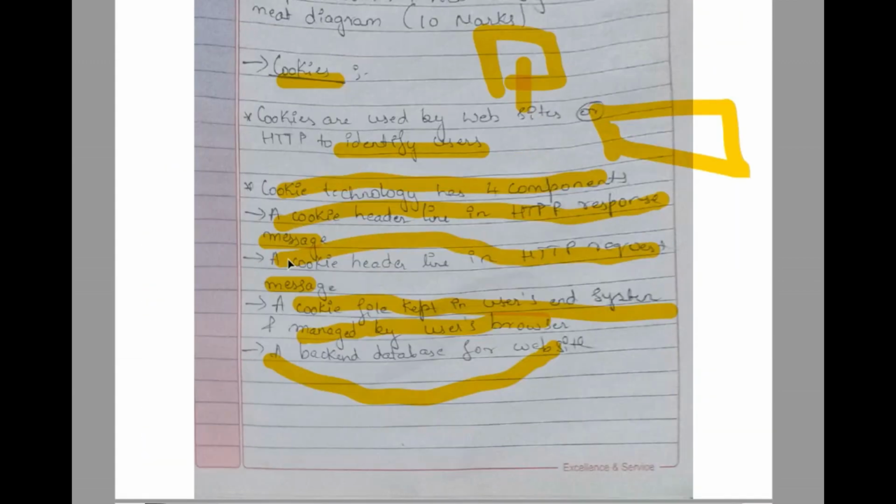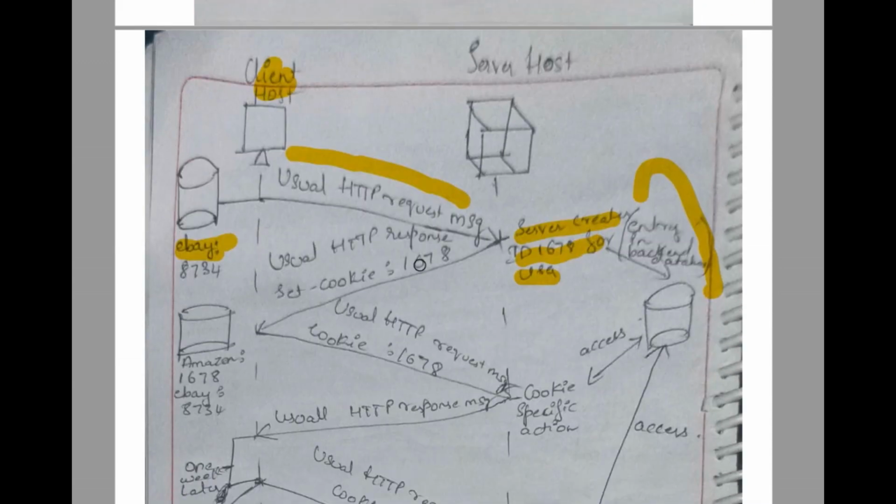This means a cookie header is included with the HTTP request message. A cookie is sent along with HTTP request messages and response messages. When this comes back to the user, the ID given by the server, 1678, is stored in the user's browser. So what is 8734? It is also a unique ID, which was given by the server when you visited the eBay website.